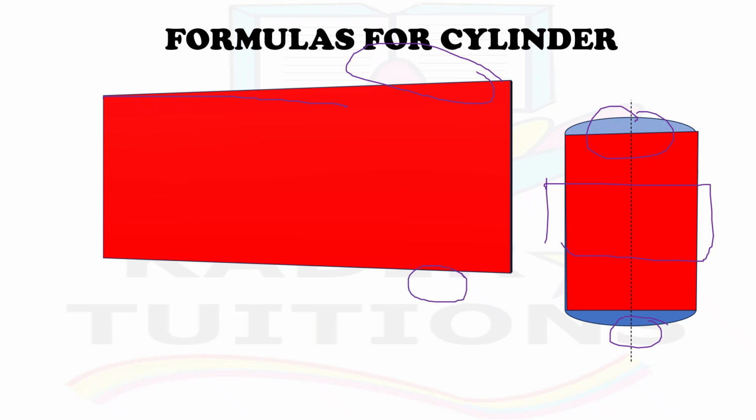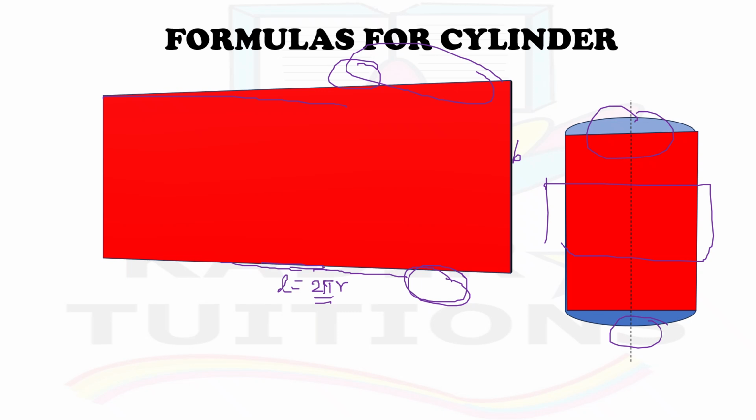For this rectangle, how do we find the area? We know it is L into B. So what is L? Just now I told you, when you swirl this rectangle, it is going to form a circle at the bottom as well as at the top. So what can I consider as the length? Can I consider this as the circumference of a circle, which is 2 pi r? Because when you swirl it, you are going to get the circumference of a circle. That's the reason we are taking the length as 2 pi r.